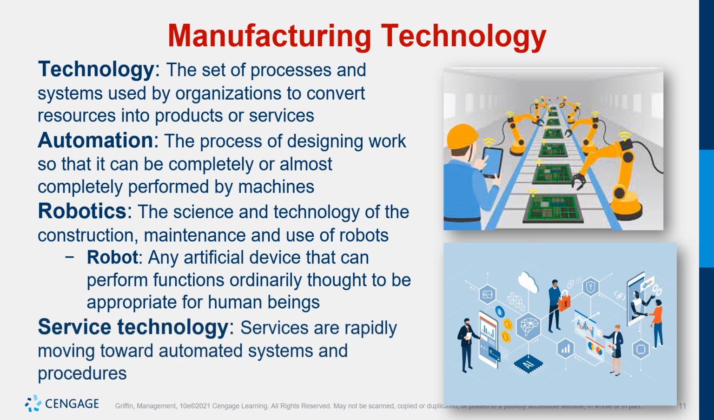Service technology is rapidly moving toward automated systems and procedures. Examples of automation in the service industry include automatic teller machines, or ATMs, used by banks, patient information systems used by hospitals to track patients, self-check lanes used by grocery stores, and computerized reservation systems used by hotels and airports.